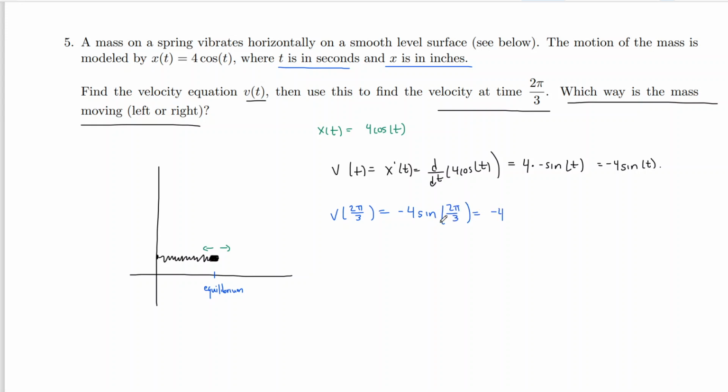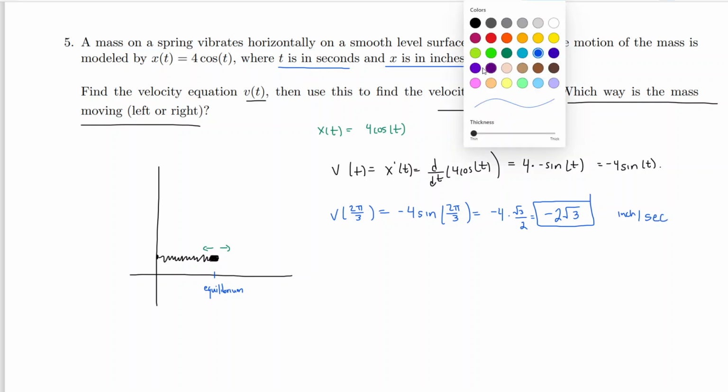Now, what is sine of 2 pi over 3? Maybe you have to use a calculator, but this is on the unit circle, and you should know some way how to figure this out. It's in quadrant 2, so sine is positive, and the reference angle is pi over 3. That's when sine is the square root of 3 over 2. So this would be the square root of 3 over 2 times negative 4. Now you can simplify this a little bit because the 4 and the 2 cancel out, and you get negative 2 square root of 3. This is the velocity. Now this is in inches per second, where distance was inches and time was seconds, if you wanted to write the units.